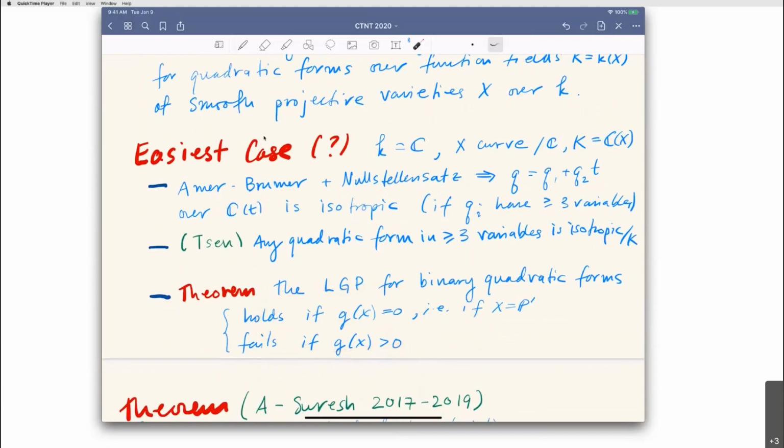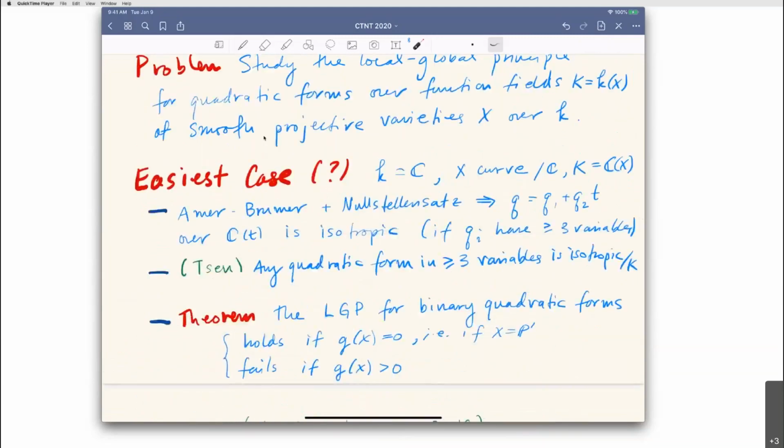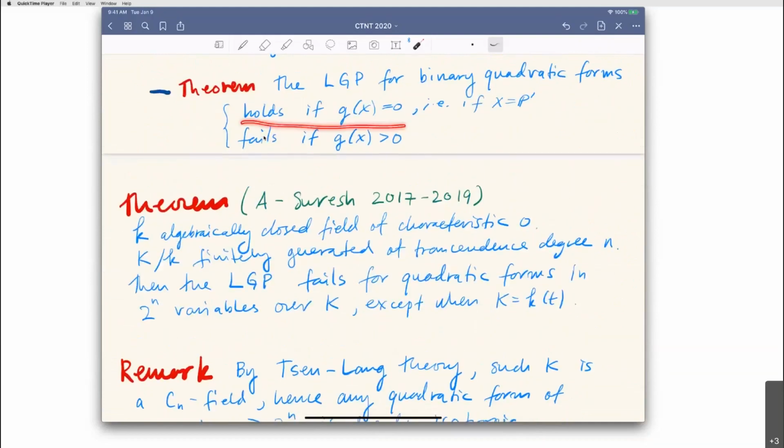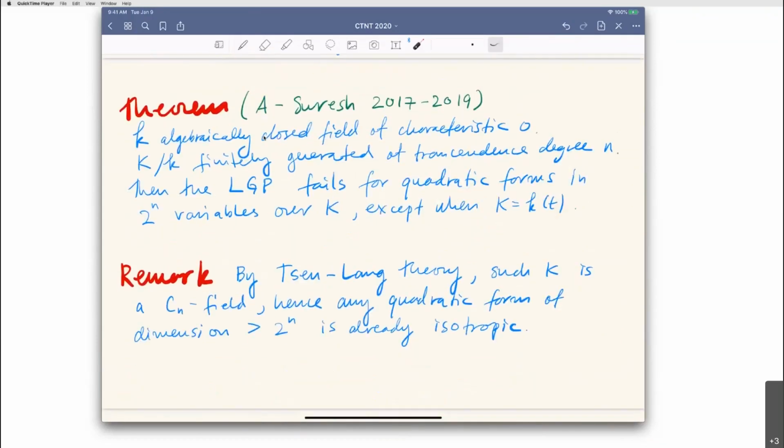All right, let me state one theorem, which generalizes this case. In fact, this case, where the local-global principle for binary quadratic forms holds over a complex rational function field, is the only case where the local-global principle for quadratic forms holds over a complex function field. More generally, this is a theorem that I proved with Suresh, beginning in various versions in 2017, and then up through this fall.